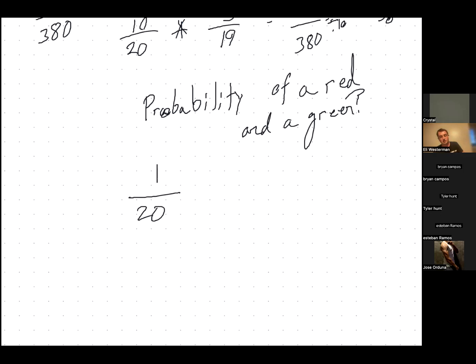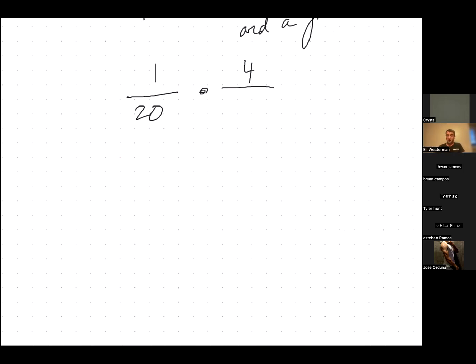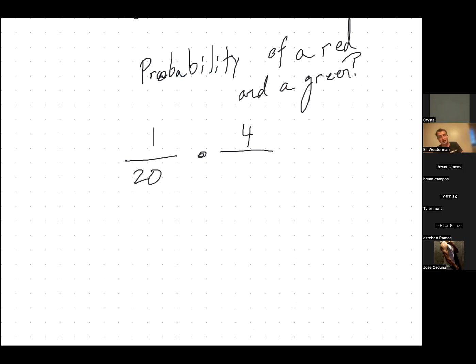Now there are 4 greens. Is that right? Make sure. Yep, 4 greens. And when I pull one out, I don't get it back. So now we've got 19. So we have 4 over 380.